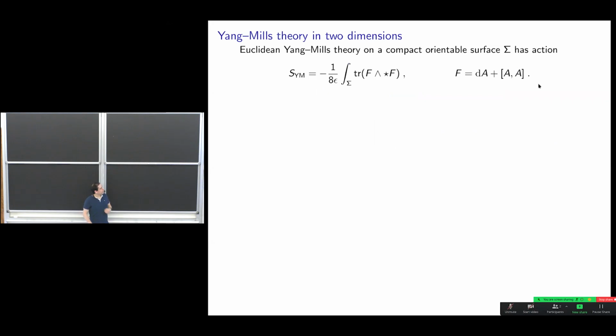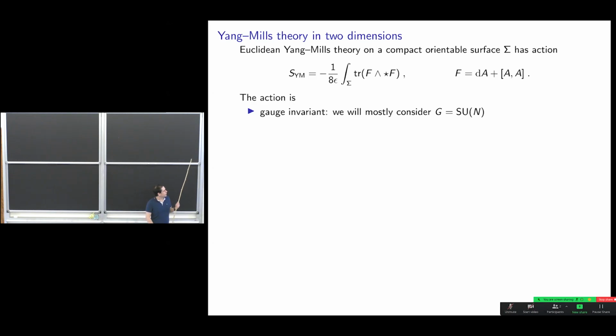So the theory is defined by the usual action that you always have for pure Yang-Mills theory, where you write it in terms of the curvature of some gauge connection A. And the action is, of course, gauge invariant. And I will mostly consider an SU(N) gauge group. To keep the notation a bit less cumbersome, I'm making explicit that here the inner product in the Lie algebra of the gauge group G is just given by the trace in the fundamental representation.